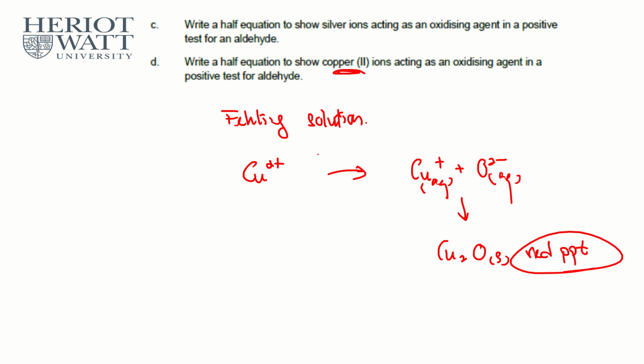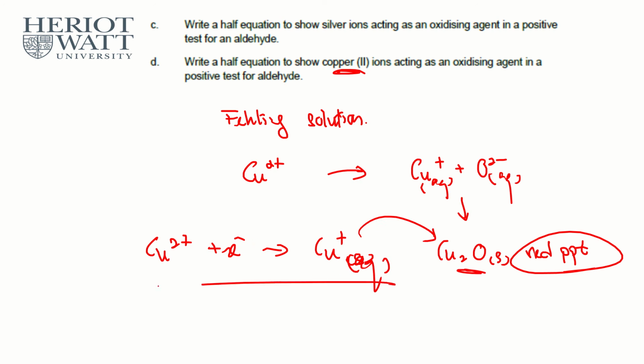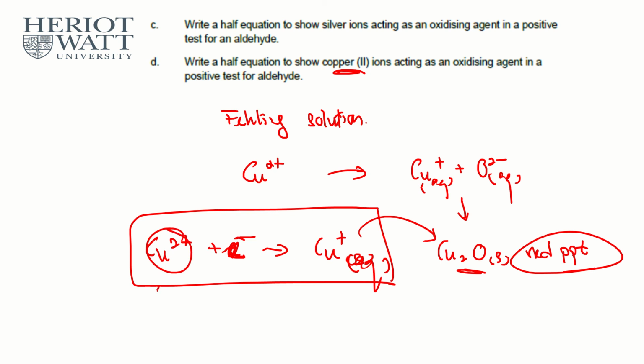All right, so they want a half equation. As simple as Cu2+ plus e-, you're getting Cu+ aqueous. And this Cu+ then only turns into the precipitate by reacting with the oxide. So what they want is just this half equation. One electron, right? And then you get Cu+. So it's a reduction here. Therefore, this is an oxidizing agent. An oxidizing agent will always undergo reduction itself. So this is the answer for D.